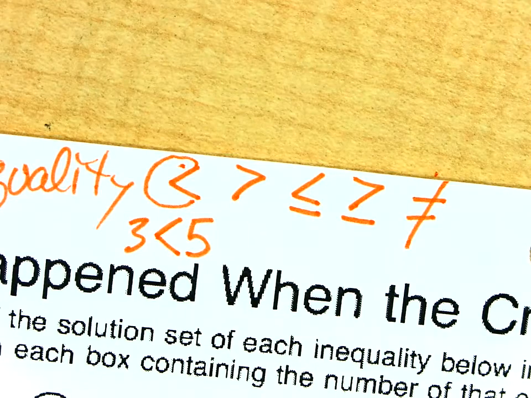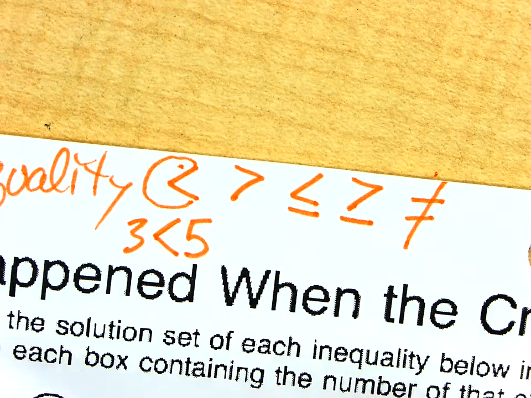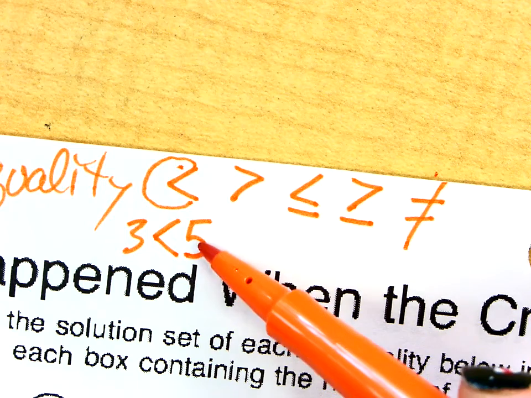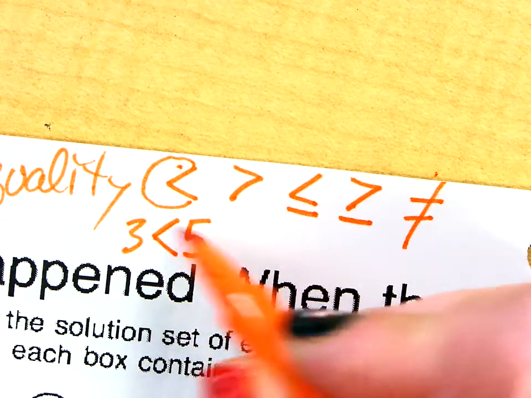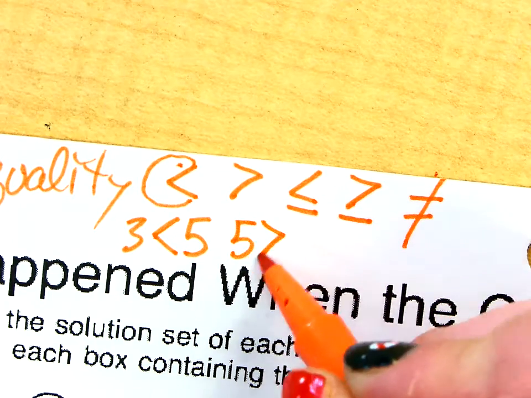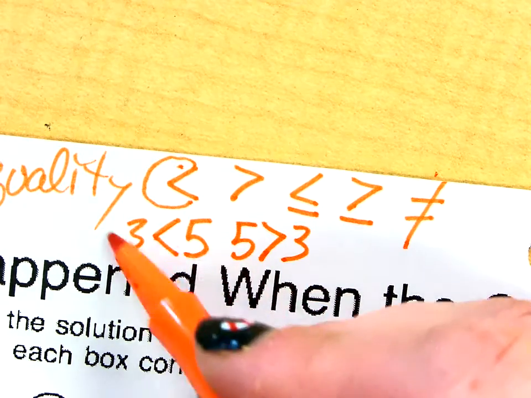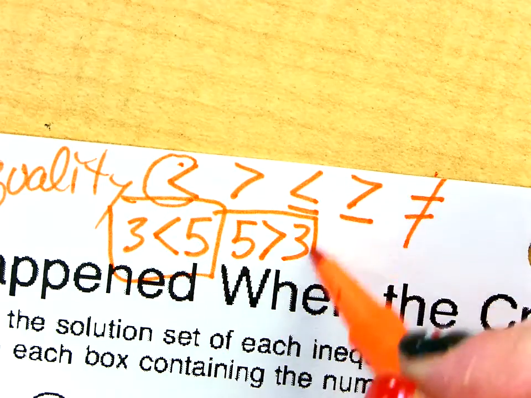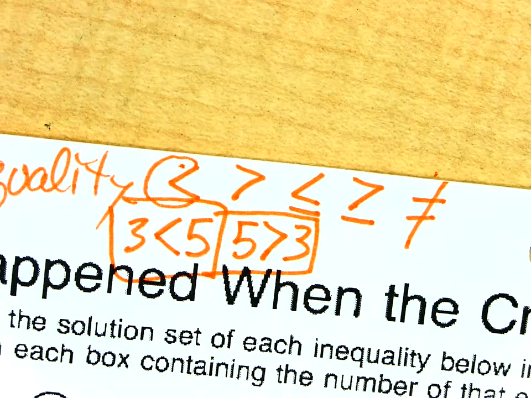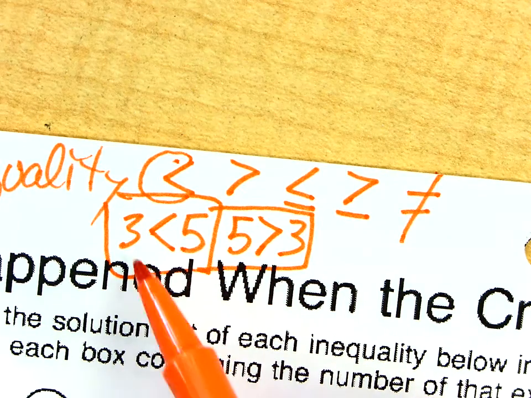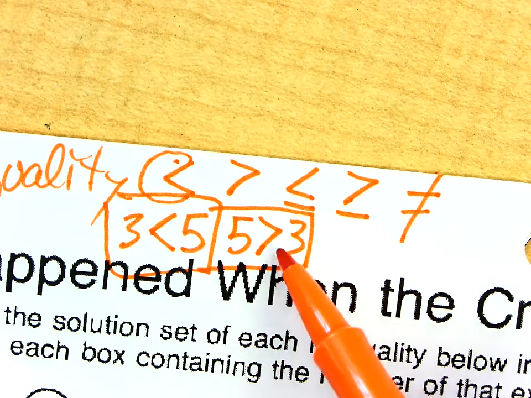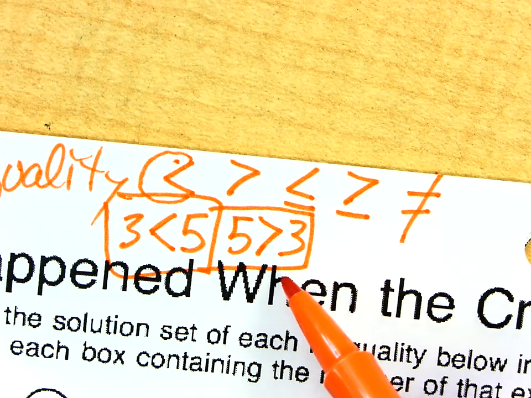Now, you can also read this backwards, and that's going to be helpful later. You can read it backwards as 5 is greater than 3. So in other words, I can literally just flip this right around. 5 is greater than 3. These two things mean the exact same thing. They're just flipped over. Does everybody see that? You can say 3 is less than 5 or 5 is greater than 3. They both have the exact same meaning.